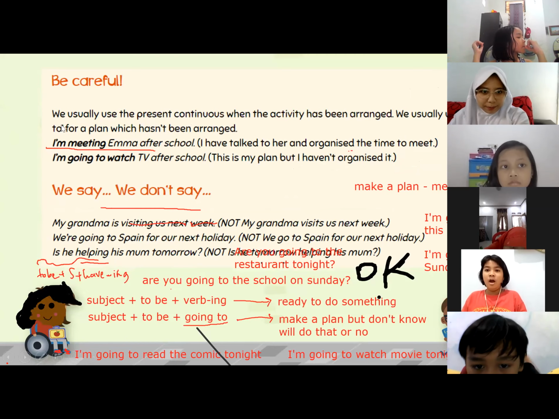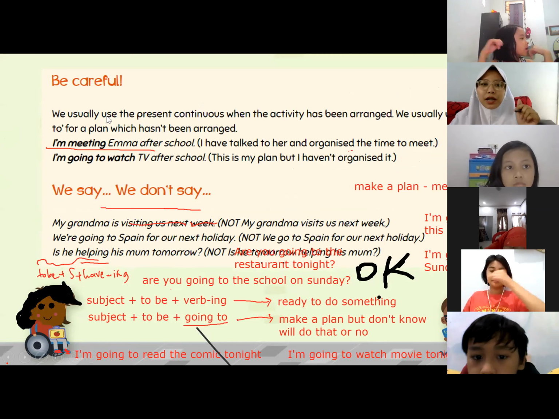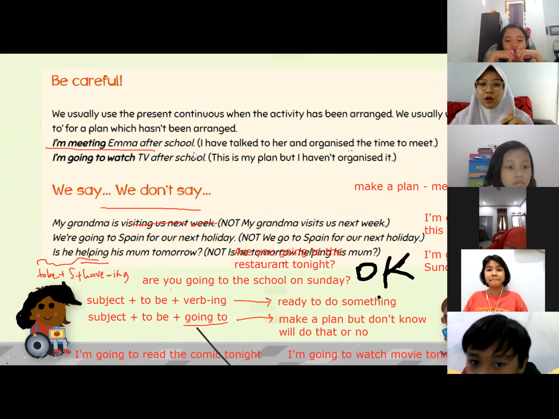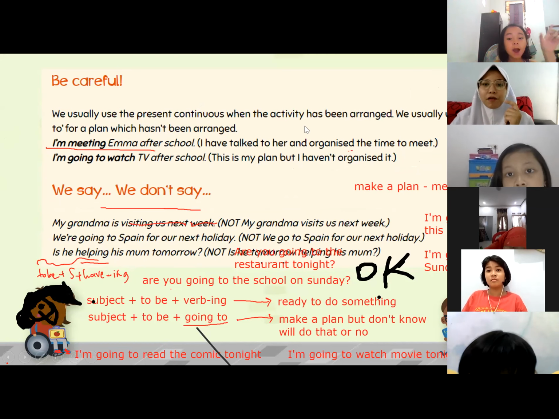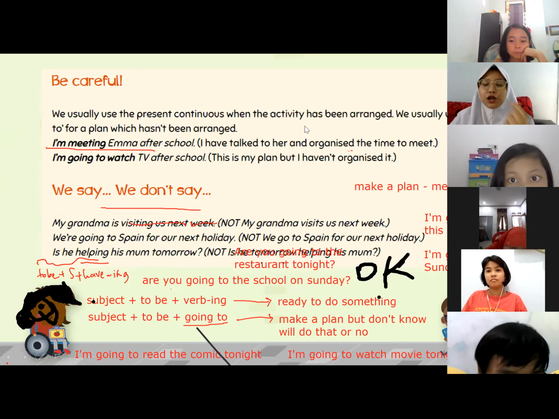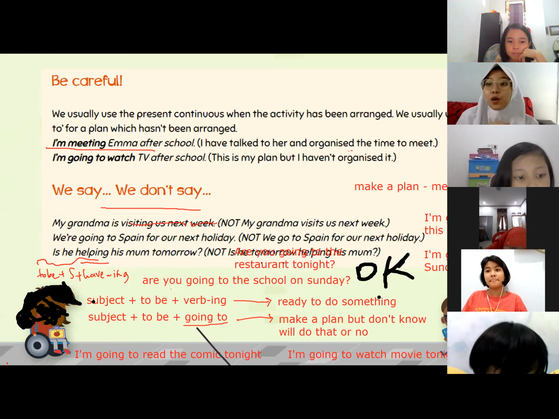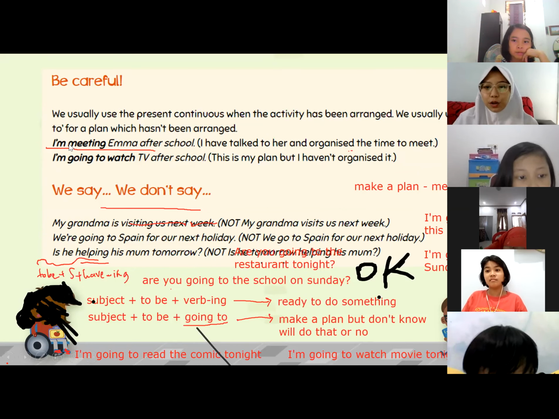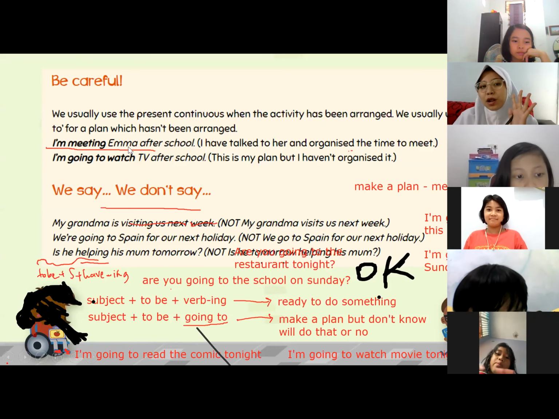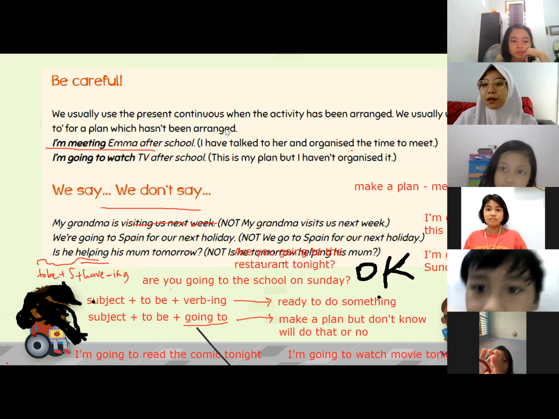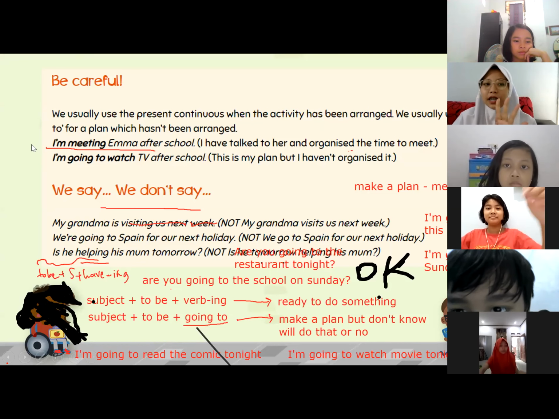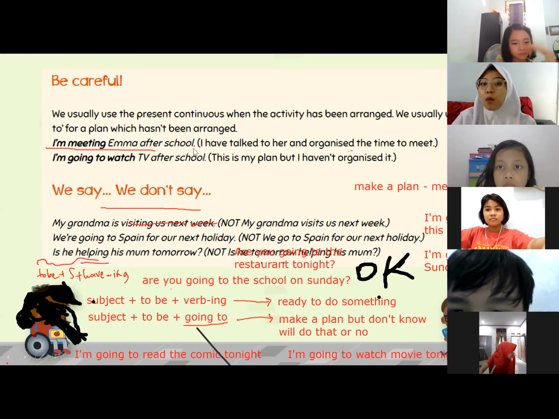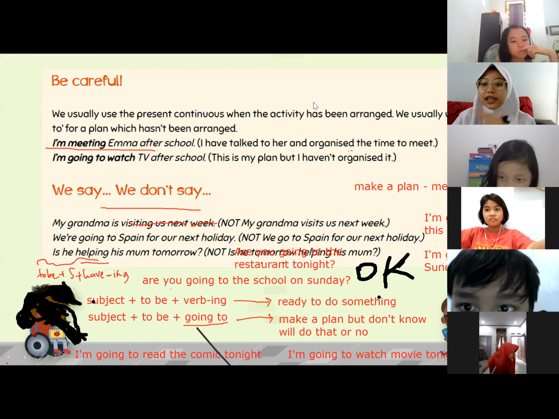Okay, so this is the example, guys. I'm meeting Emma after school. Oh, it means you are ready to meet Emma when? After school. Don't say I have. Oh, no. It means I have talked to her and organized the time to meet. It means you already said. For example, I said to Sibyl, Sibyl, we will meet after the school. So, how is the sentence? The sentence will be like this. I make a deal with Sibyl and Sibyl says yes. She will meet me after this. And then, how to make the sentence? I am meeting Emma when? Oh, after school. That is the example, guys.